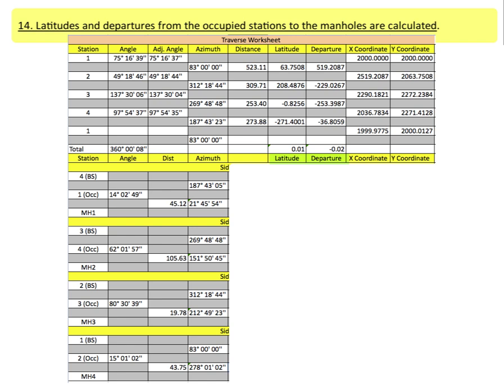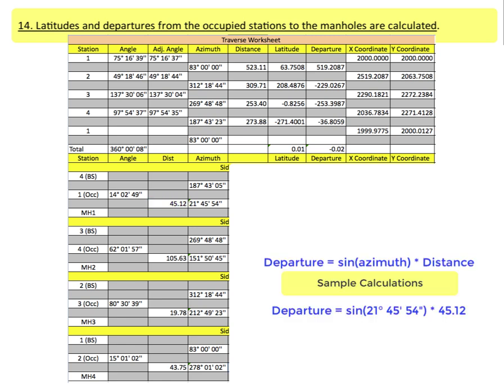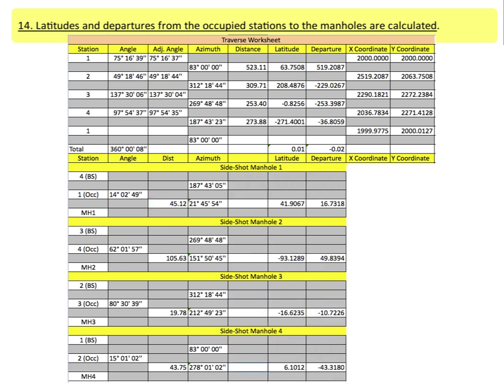The latitudes and departures from the occupied station to the manholes are calculated. The latitude is the cosine of the azimuth from the occupied station to the manhole times the distance from the occupied station to the manhole. The departure is the sine of the azimuth from the occupied station to the manhole times the distance from the occupied station to the manhole.